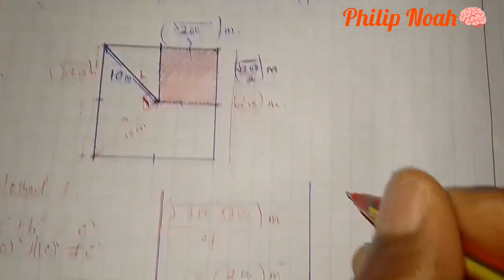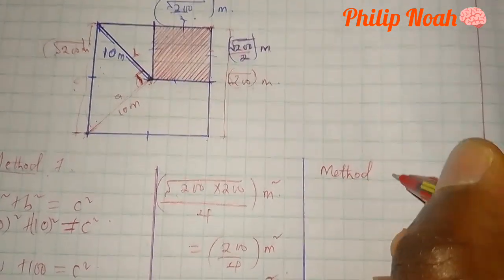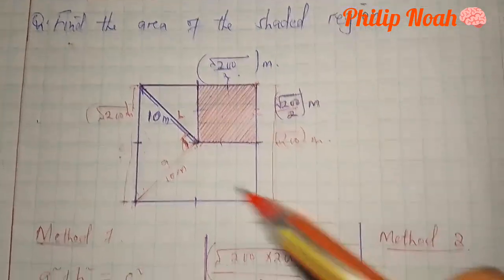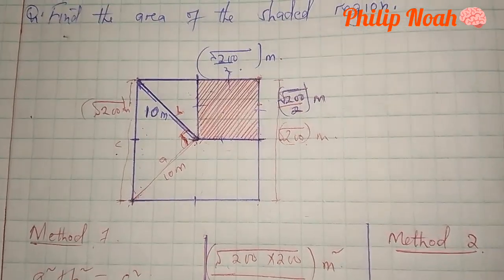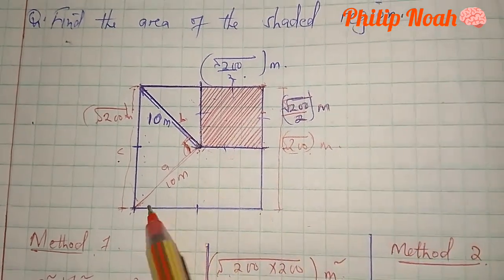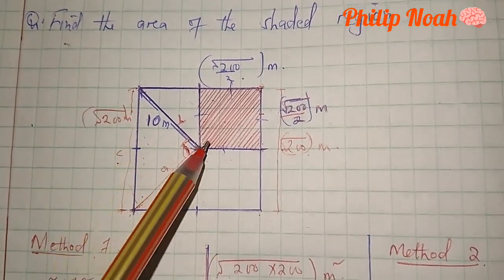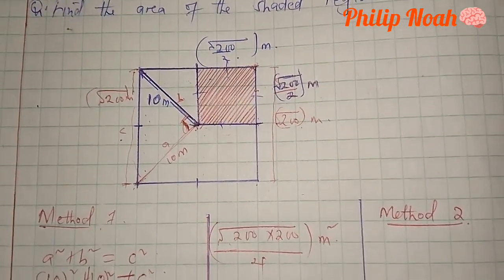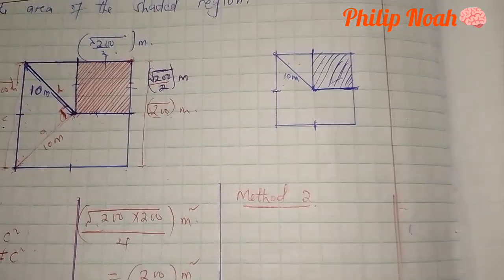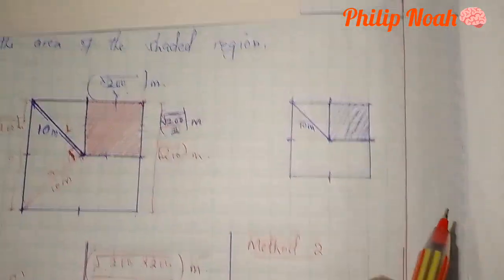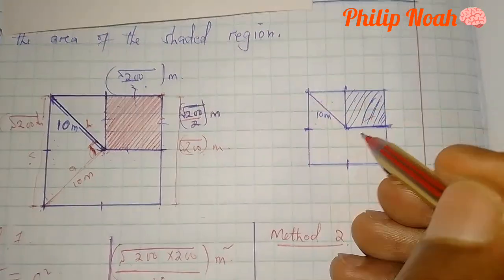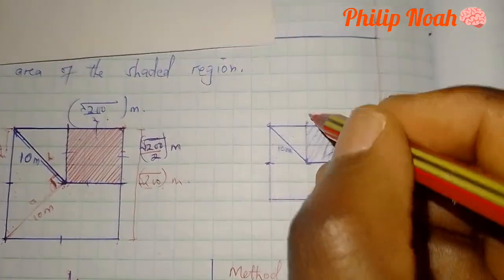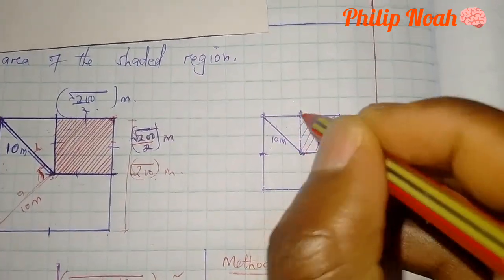Method 2, you can do it this way. We had been given 10, or I can draw another one so that you don't get confused or mixed up with this. Let me just draw another one. So I have drawn another one. We can use this for method 2. You have 10 meters from this point to this point, and you have been asked to find the area of this. So this line and this line are meeting at 90 degrees.